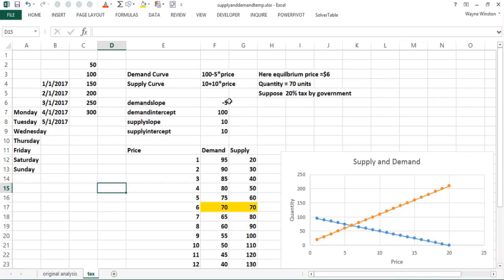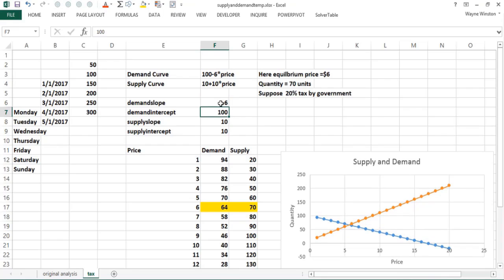Okay, so if there's a 20% tax by the government, what would happen? Well, essentially that makes the price 20% higher. So if the company charges $1, it's like it costs the consumer $1.20. So instead of -5 times the price, it would be -5 times $1.20 or -6 times the price. So all I have to do is change that demand curve to a -6 with the tax. And all I'd have to do is change this and then see things change.